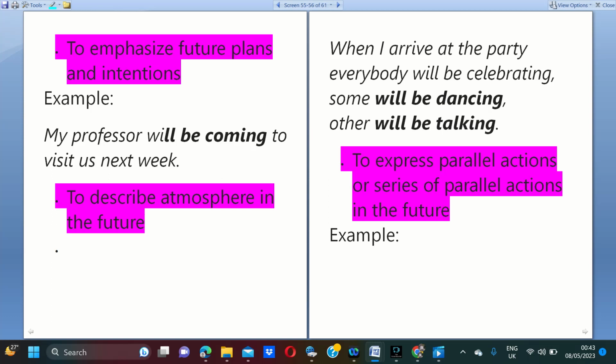To emphasize future plans and intentions, my professor will be coming to visit us next week. Here, I'm emphasizing future plans. To talk about future plans and intentions, we use future continuous tense.